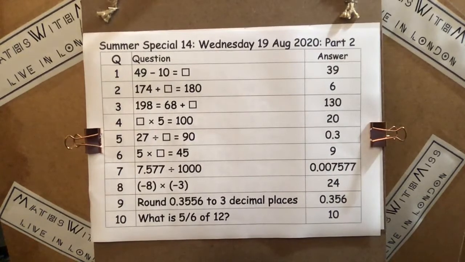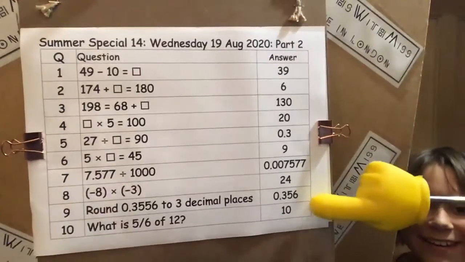Question 9 is 0.356. And Rose has kindly just returned my pointy stick. Question 10. There it is.